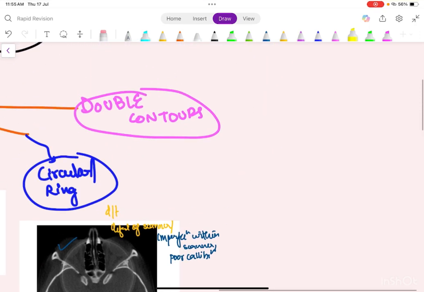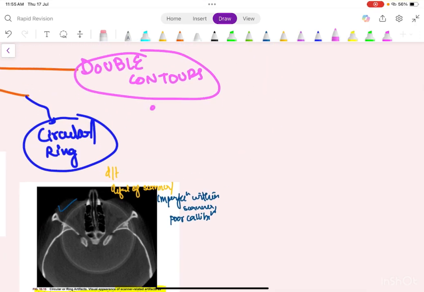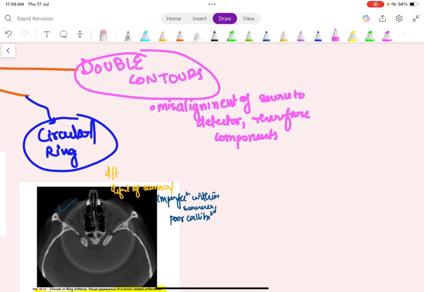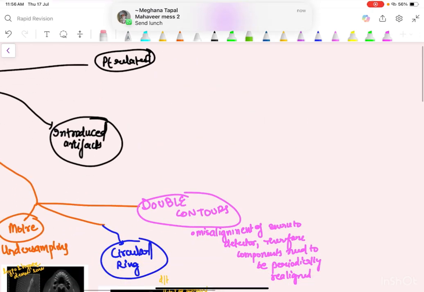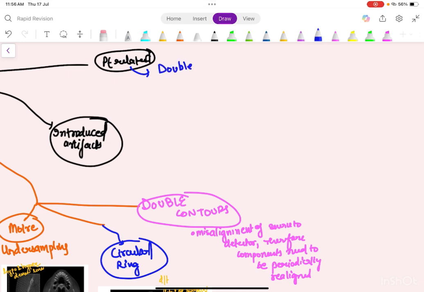Now let's talk about double contour. In double contour, what occurs is there is a misalignment of source to detector. Therefore, components need to be periodically realigned. Okay, now this is also due to patient motion related. So here you can also mention double contour.